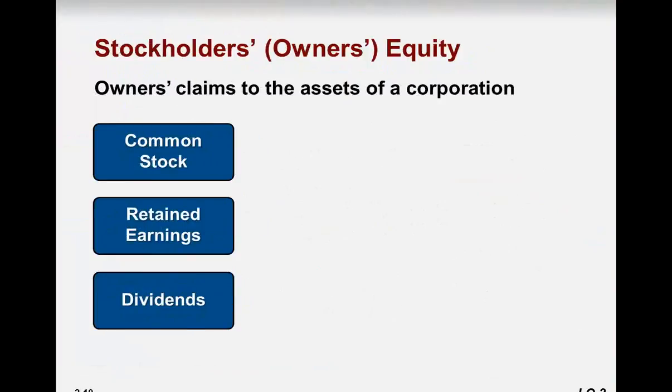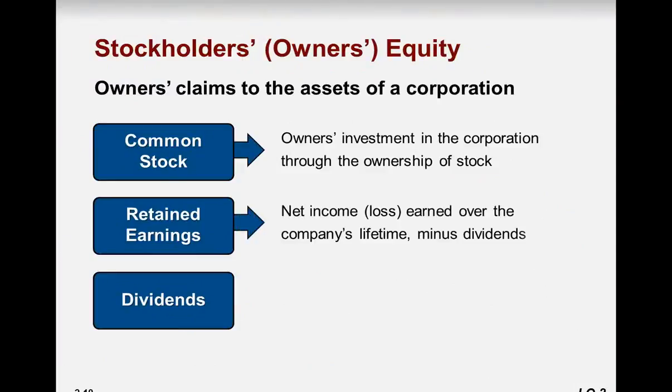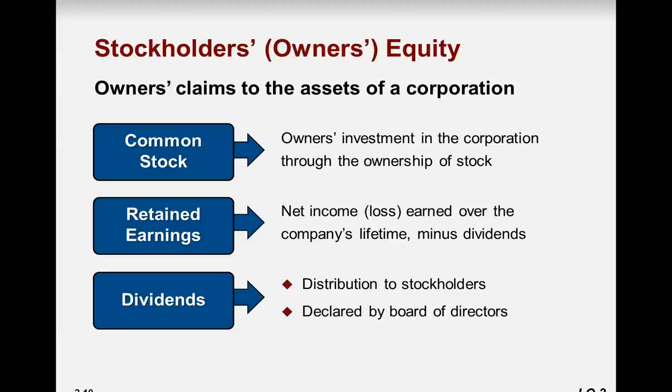Stockholders' equity. There are several different stockholders' equity types of accounts, but they are the owners' claims to the assets of the corporation, what's left over after the liabilities. Common stock is our investment in the corporation through ownership of stock. Retained earnings is net income or loss earned over the company's lifetime minus any dividends. And dividends are actually a distribution to our stockholders, and they are declared by the board of directors.